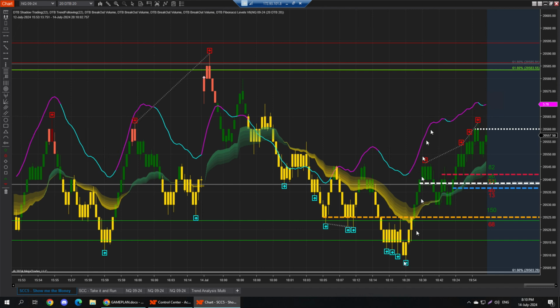There's so much technology in here. There's so much evaluation of what price is doing, what the momentum of price is, what the velocity of price is, what the action of the bars are.